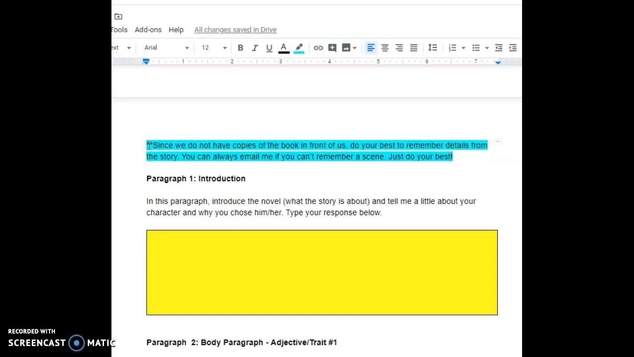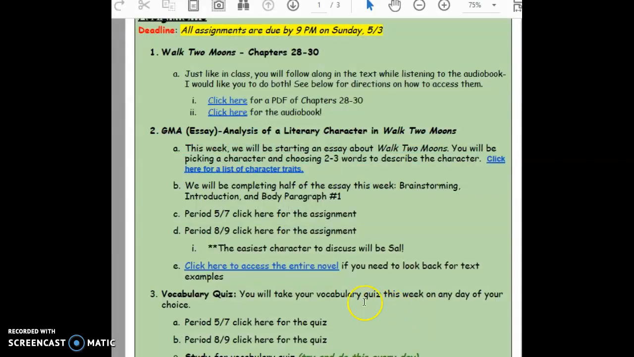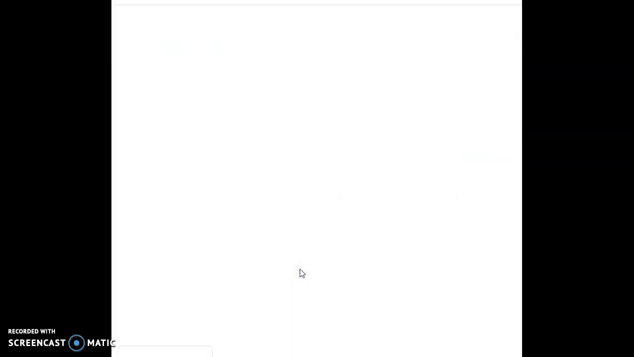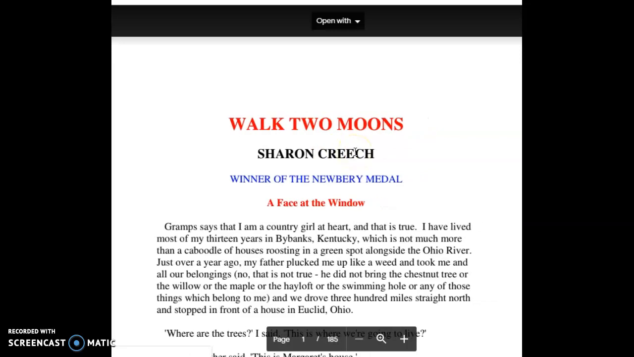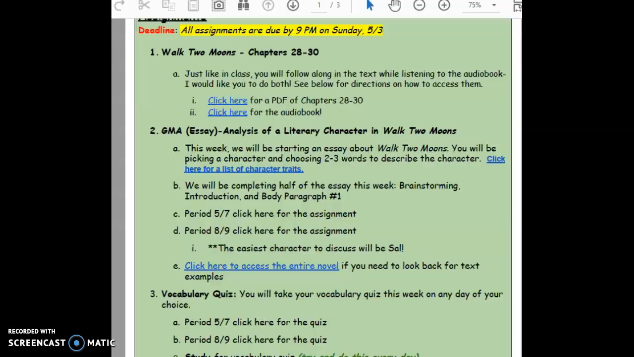Okay? I also included here an access to the entire novel. So I have the whole book right here. Now, it's a long PDF, so it might be tricky to go through this. Look, it's almost 200 pages. So I know that's a lot. So it might just be easiest to email me and say, hi, Mrs. Edgett, I want to use the word nice to describe Sal. Can you help me think of some ideas? And I will definitely do so.